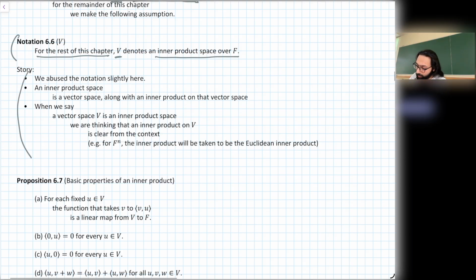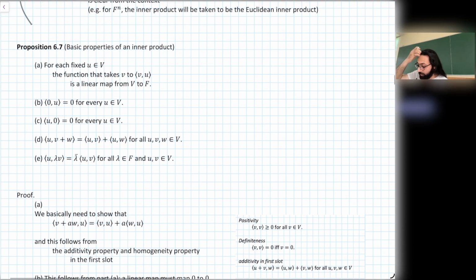This part I think we can skip for now. Let's move on to proposition 6.7. So now let's do some nice things. These things I sort of already alluded to, but let's look at some basic properties of inner products. So the first property says that you pick any fixed u.